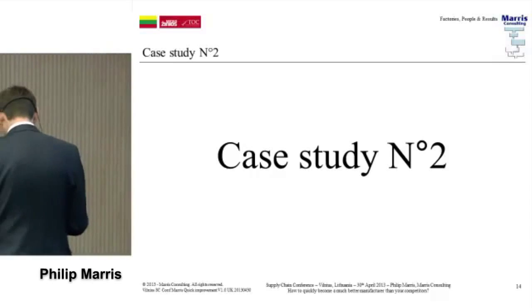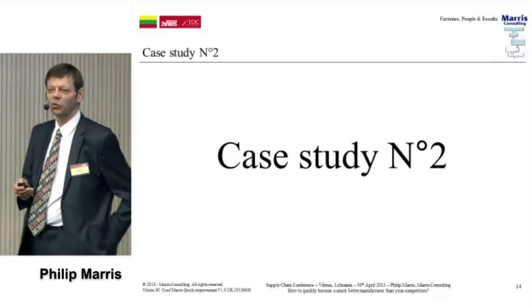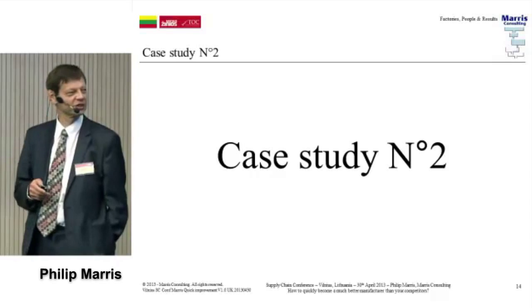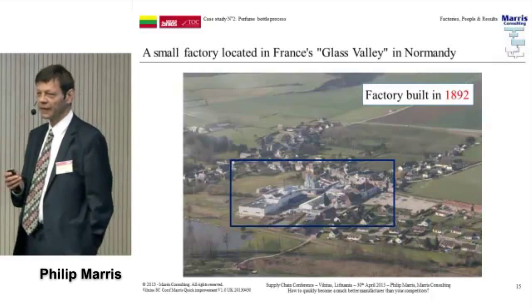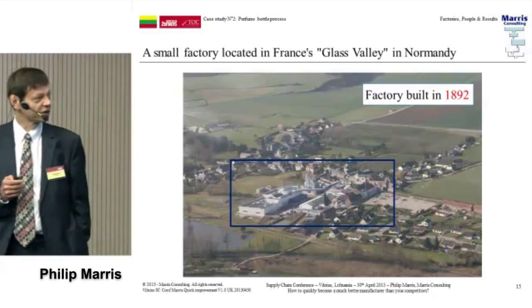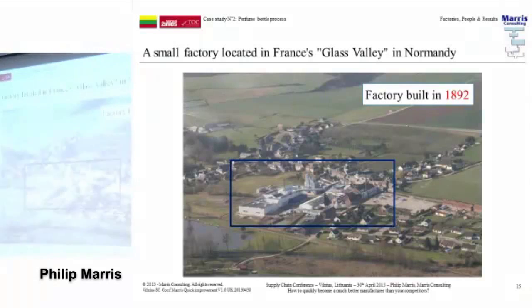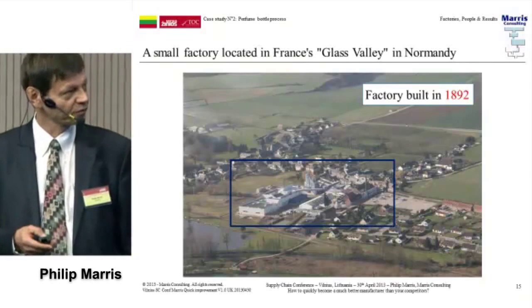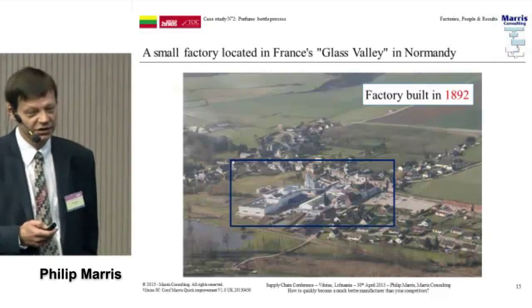But I always worry about talking too much about automobiles because not all of us produce automobiles or parts of automobiles in large quantities and so forth. So I wanted the second case to be very different. This case is a little factory of 300 people in the Glass Valley of France in Normandy. Glass Valley because that's where most of the glass manufacturers are for historical reasons. And it's an old factory founded in 1892.